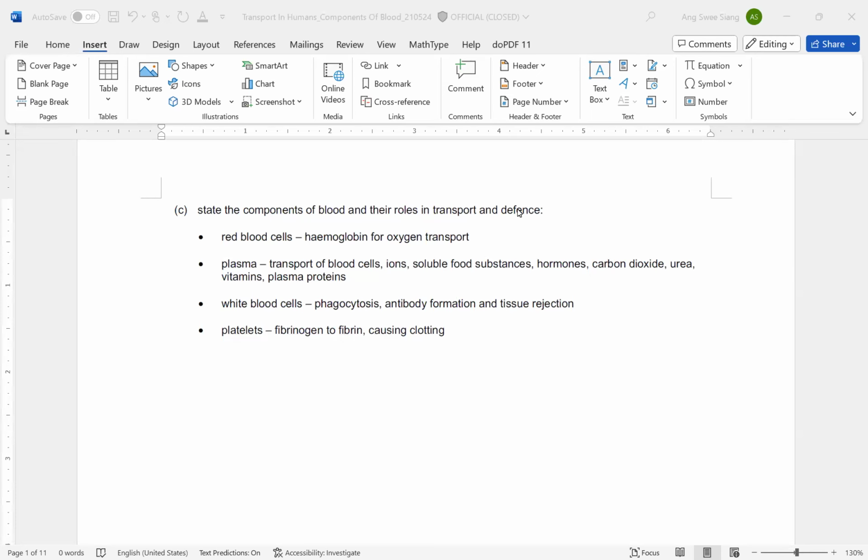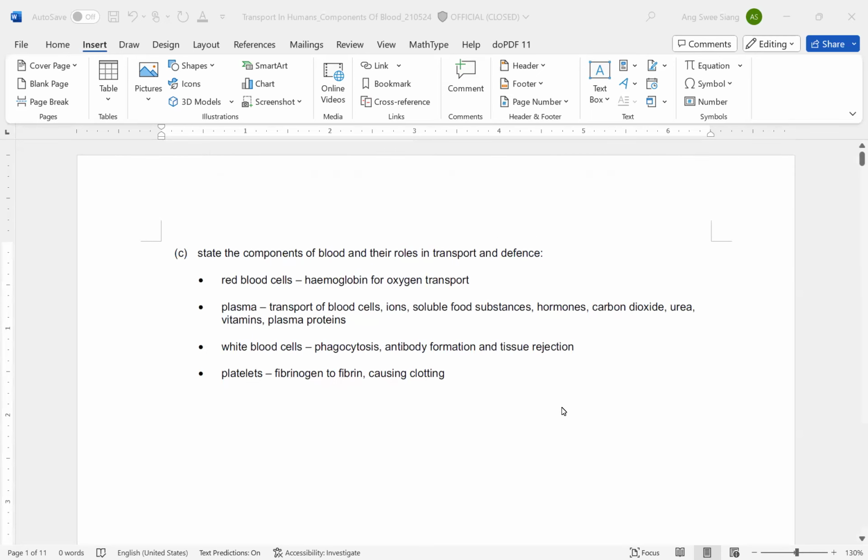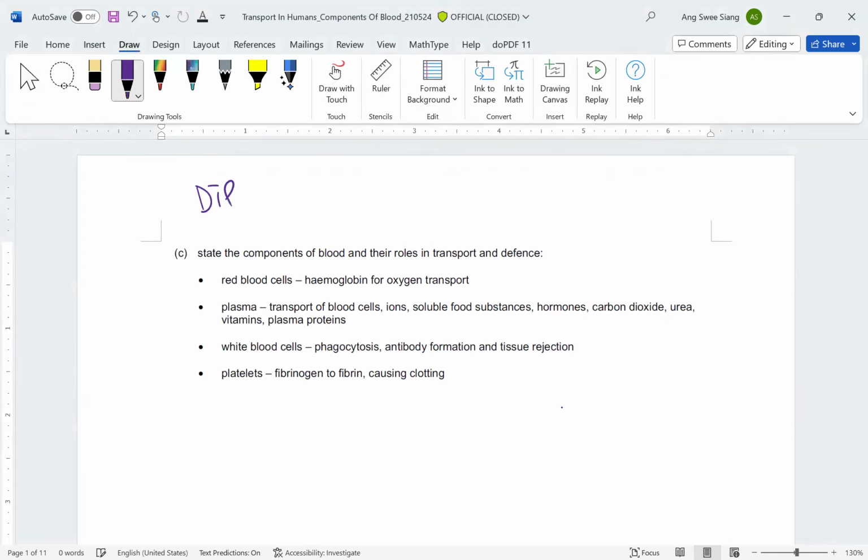Okay, so today we are going to start on the new chapter. We are going to start on the first section, which is the different components of the blood. Different components of blood.